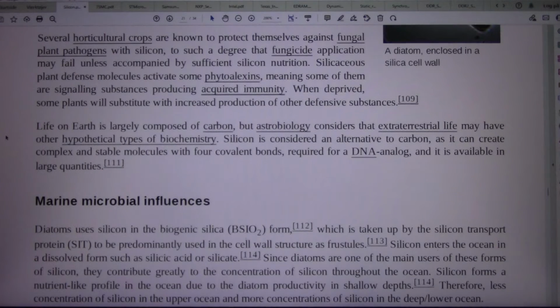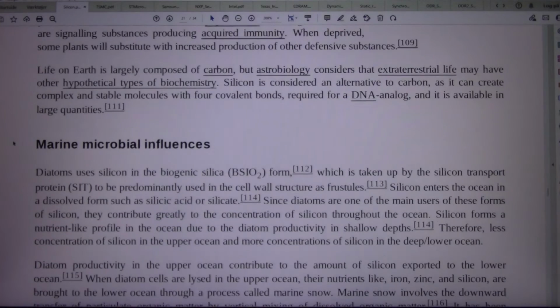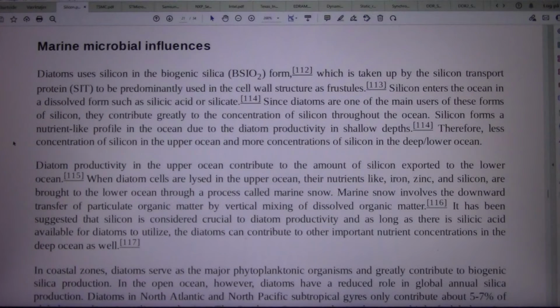Marine microbial influences. Diatoms use silicon in the biogenic silica, BSiO2, form, which is taken up by the silicon transport protein, SIT, to be predominantly used in the cell wall structure as frustules. Silicon enters the ocean in a dissolved form such as silicic acid or silicate.